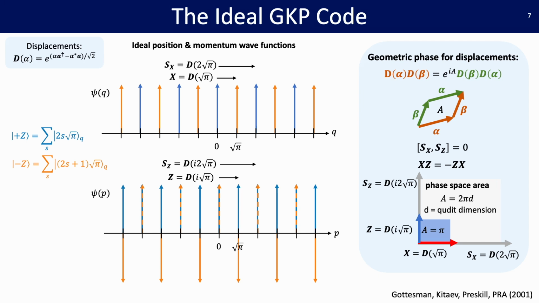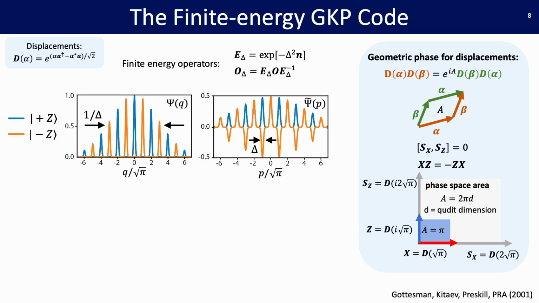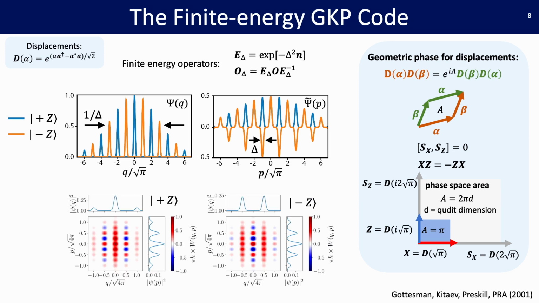Great, so that's all well and good, but these ideal code words consisting of infinitely squeezed peaks extending out to infinite energy are obviously not physical. So in practice, we work with the finite energy code words, which are obtained by applying a Gaussian envelope to both the states and the operators. And this delta parameter sets both the overall envelope size as well as the squeezing of the individual peaks.